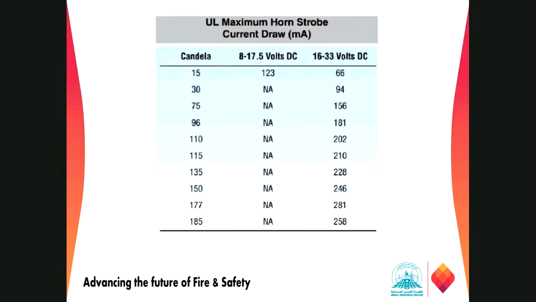This is the UL listing of voltage drop calculation based on the candela, right? So if you have 15 candela, the voltage drop calculation is 123, and for the higher values, you can see between 16 to 33 VDC. We have this much current requirement for that one. So any devices with the listing of the candela should not require more than this current. The manufacturer of the company has to follow the UL listing for their projects.